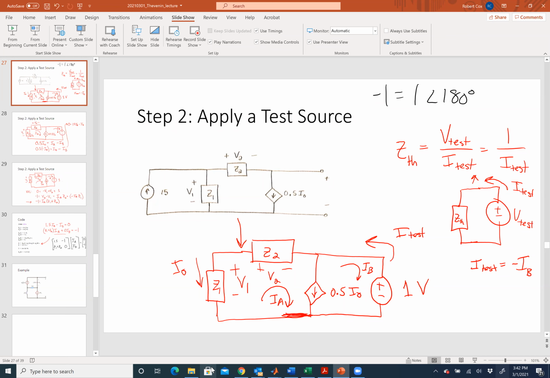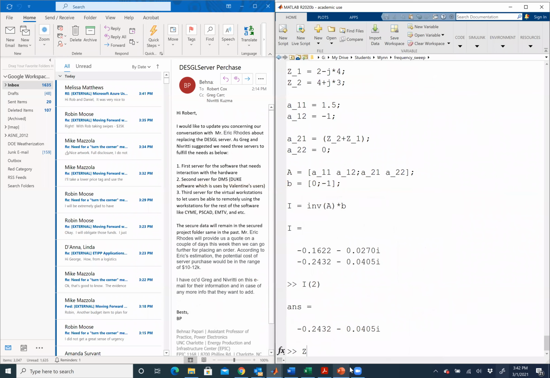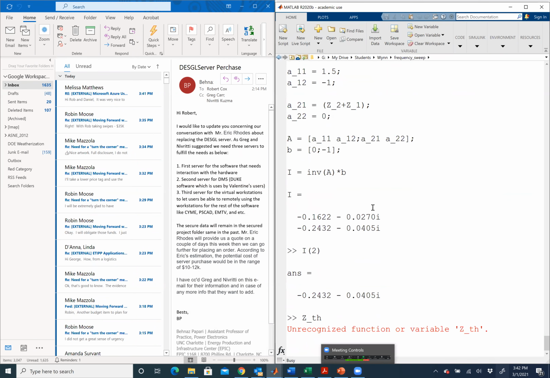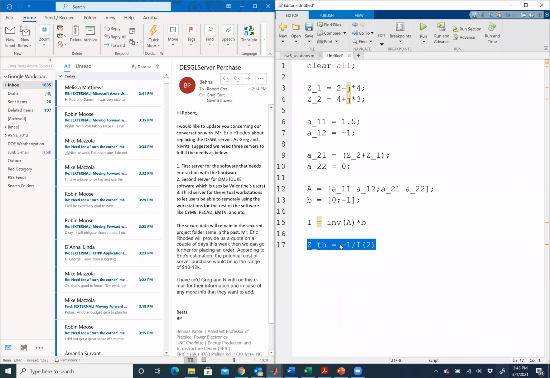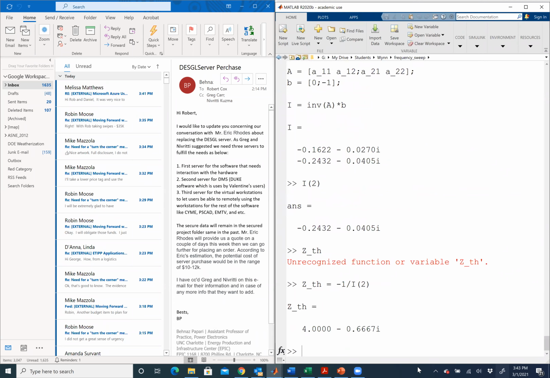And so in this case, what do I get as the answer? So Z Thevenin is unrecognized because I didn't compute it. I left that line out. All right, so Z Thevenin is that.